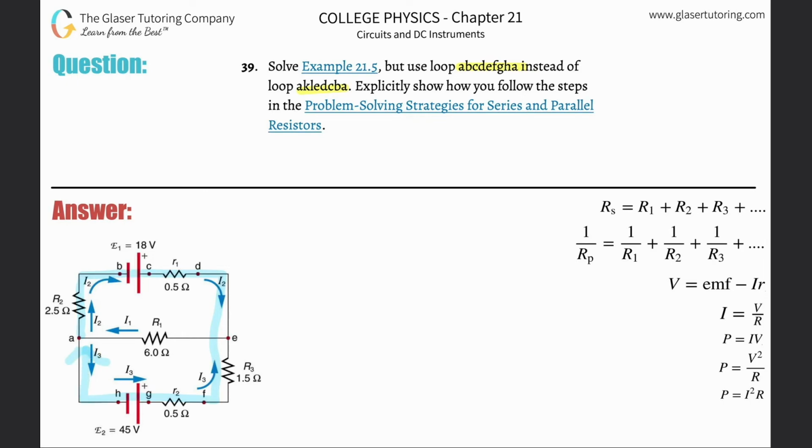All right, so we're going to be analyzing. They want us to use that loop. So let's apply the loop rule for that. Remember, the loop rule simply says that the sum of all of the potential rises minus the sum of all the potential falls is equal to 0.